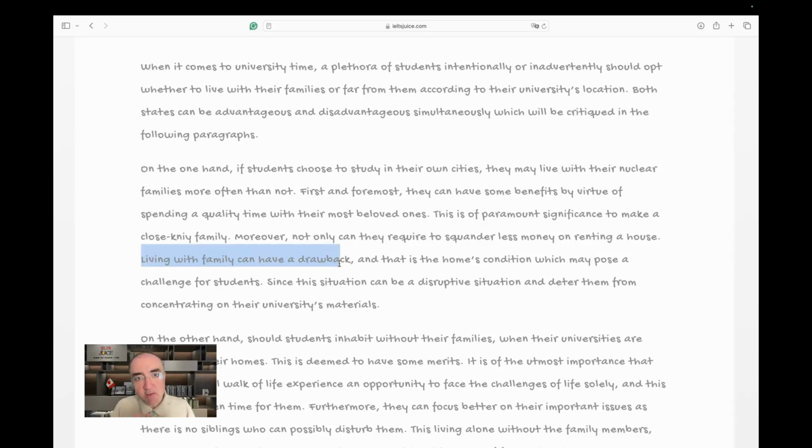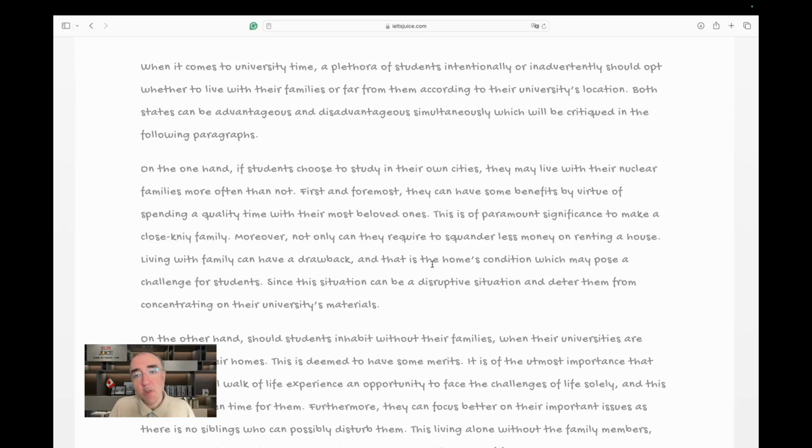This still falls under the umbrella term, but now there isn't much room left for it. I have a bad feeling about this. Living with family can have a drawback. Only one drawback. The rubric said, what are the disadvantages? I was expecting to see at least 2 drawbacks. So instead of a drawback, it should have been drawbacks.